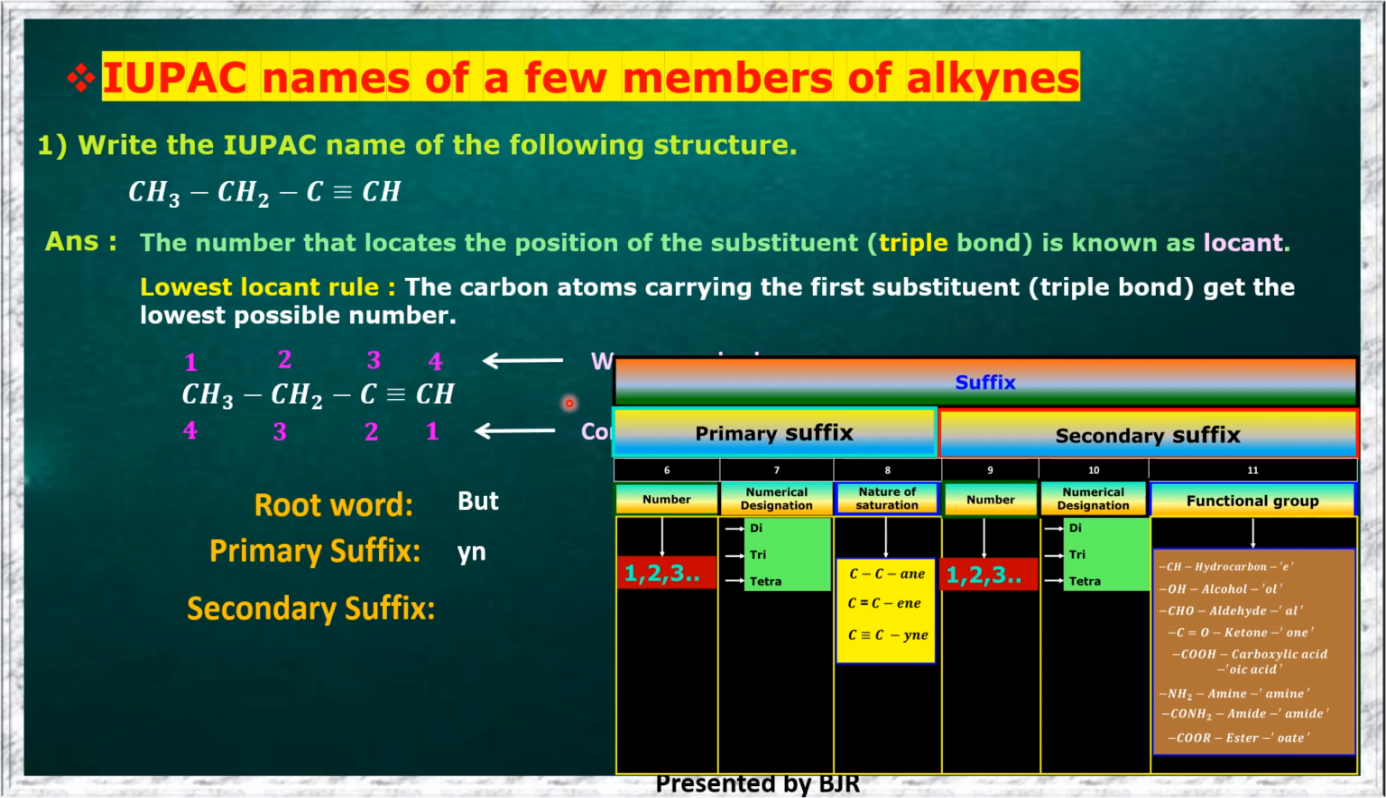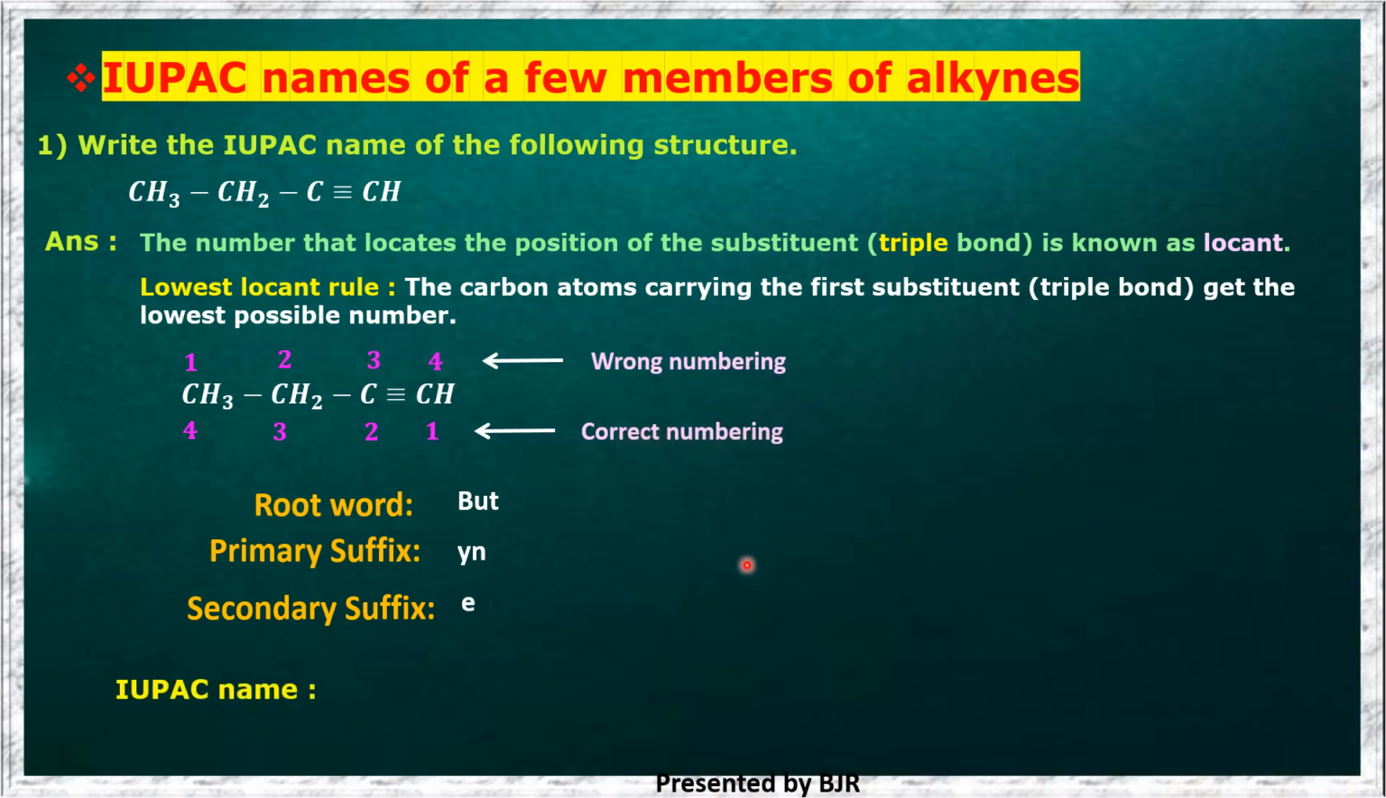Next, secondary suffix. In this carbon chain only hydrocarbons are there, no other atoms are present. So the functional group, or otherwise secondary suffix, for CH, that is hydrocarbons, is e. If only hydrocarbons are there without any other functional groups, the secondary suffix for that is e. Okay. So the IUPAC name is but-1-yne. That means the first carbon is bearing the triple bond, but-1-yne.